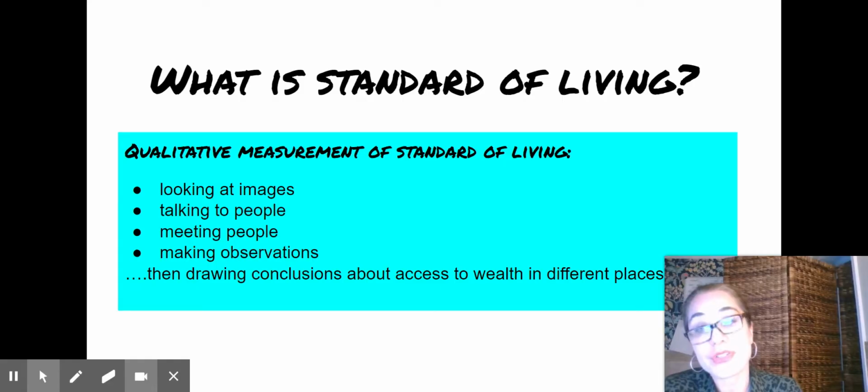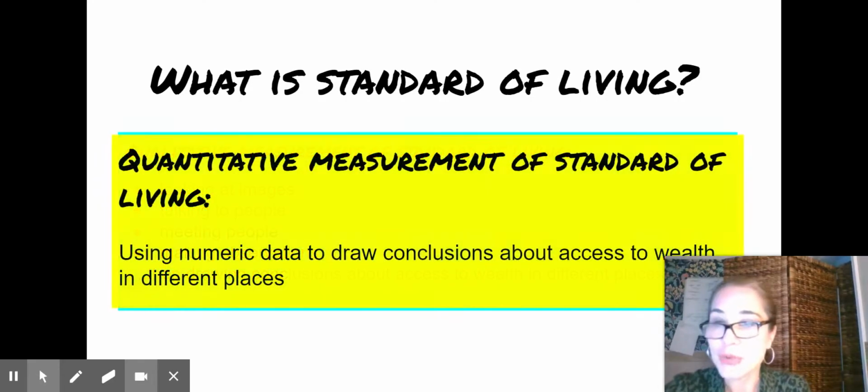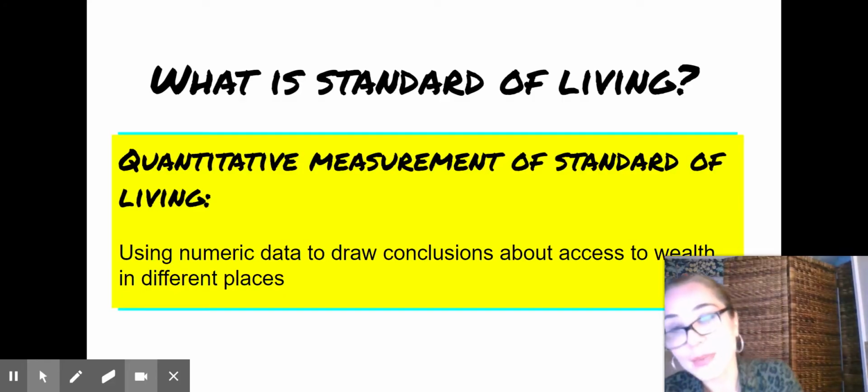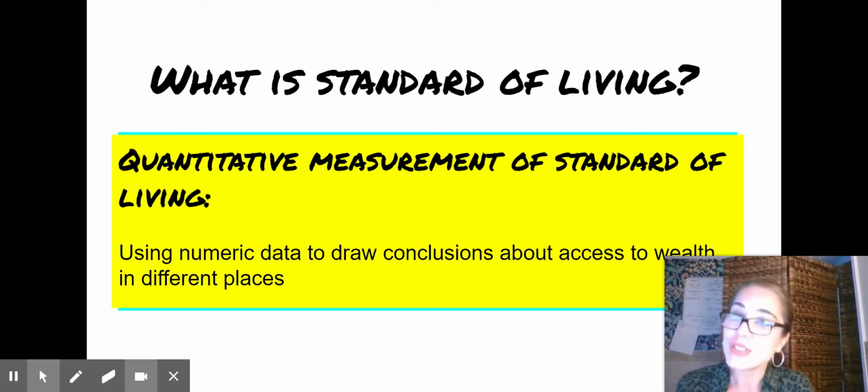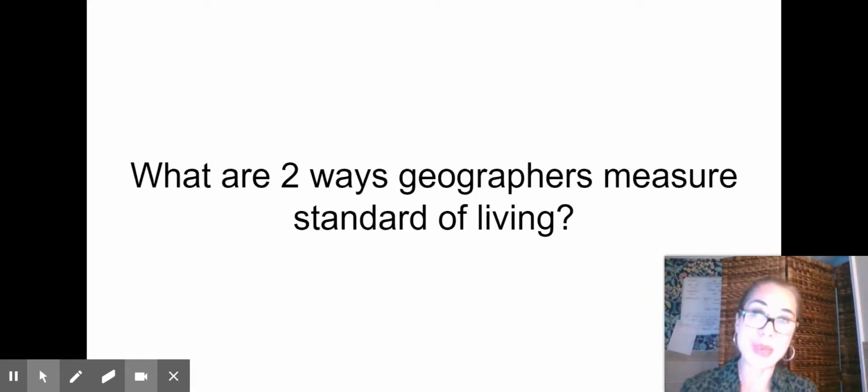Another way geographers draw conclusions about standard of living is by looking at quantitative data. This can be seen by looking at numeric data, often collected by GIS and census data. In other words, looking at demographic indicators like infant mortality, literacy rate, number of hospital beds, gender equity statistics, all of these are numbers that can tell us how places have access to wealth. What are two ways geographers measure standard of living?